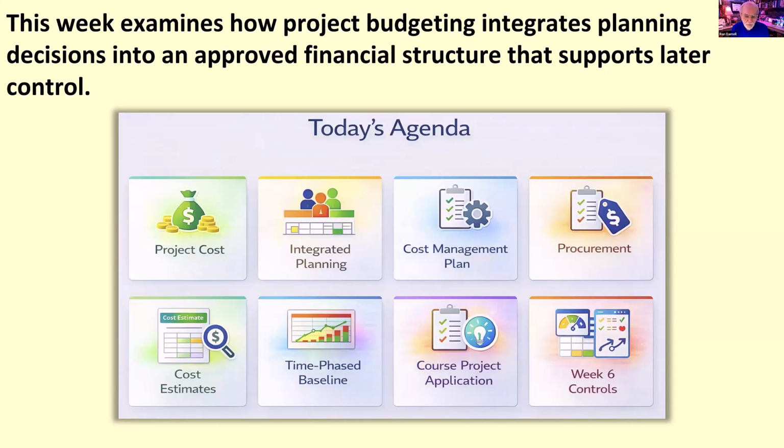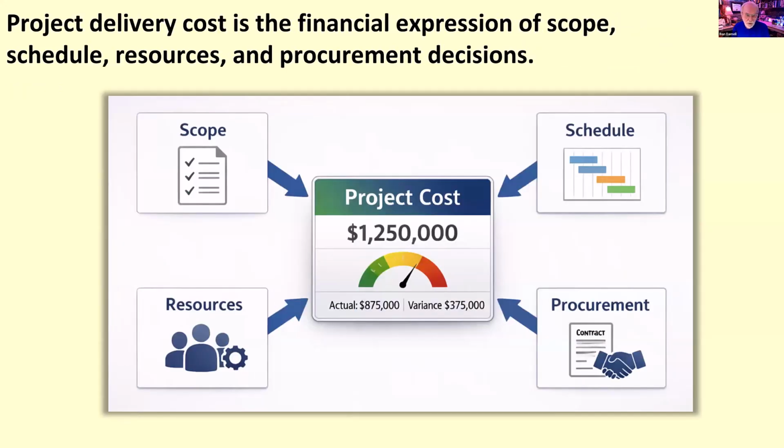And then we'll connect everything to the week 5 course project and deliverables and take a little peek at week 6. Project delivery costs are the financial expression of scope, schedule, resources, and procurement decisions. So we begin with a simple but important idea that project cost is not just a number added at the end of planning. It's a financial expression, or a financial picture, of the project as a whole. Once the project team begins defining scope and organizing activities, identifying resources, and working on that procurement strategy, those decisions start to take on cost implications.